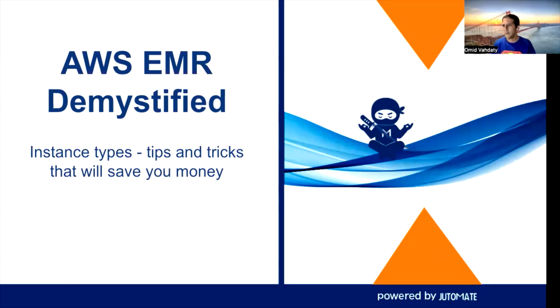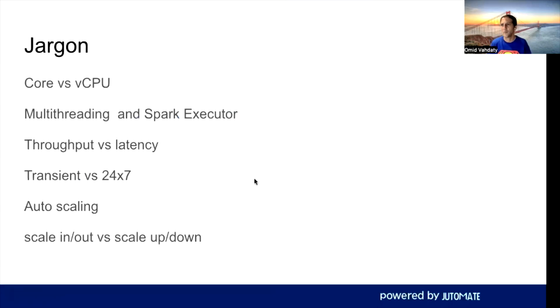Great. So a little bit about instance types, tips, and tricks, because when you install an EMR cluster, you usually need to choose your instance type. The relevant jargon for these sessions is: you need to understand a CPU core versus a CPU virtual core. You need to understand multi-threading and Spark executor, throughput versus latency, transient versus 24/7 clusters, auto-scaling and scaling in and out. So we're going to cover that.